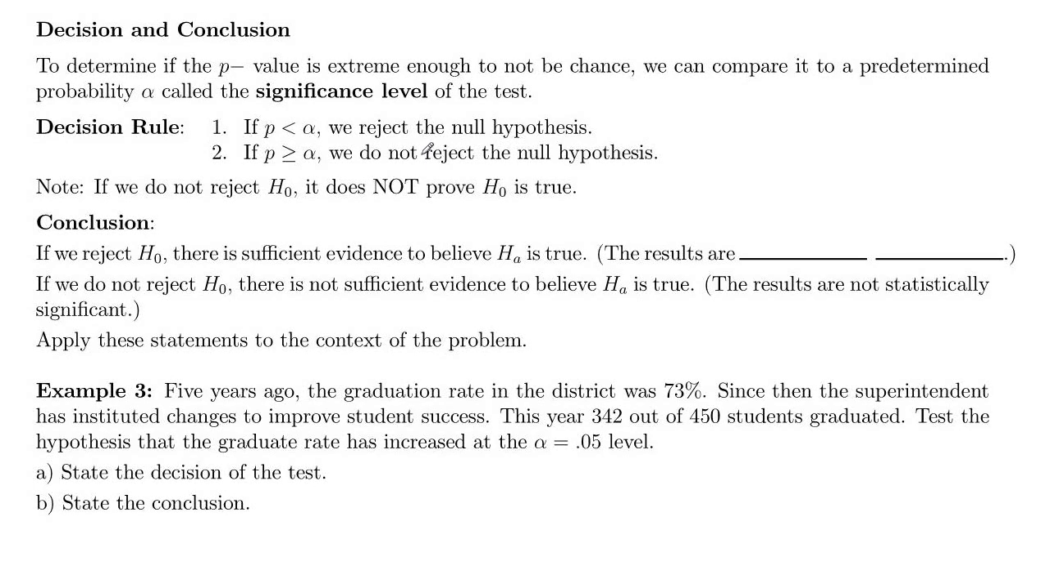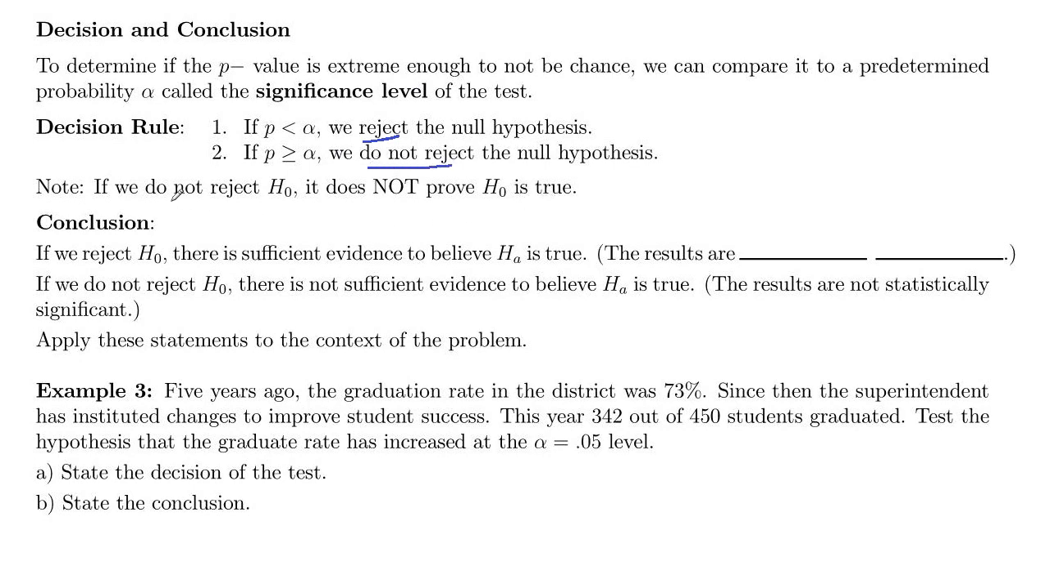So now that we have our p-values or know how to compute our p-values, we can make the decision for our hypothesis test. To determine if your p-value is extreme enough to not be due to chance, we compare it to our predetermined probability. That's the alpha, the significance level of the test. The decision rule is this: if your p is less than the alpha, then we reject the null hypothesis. And if your p is greater than or equal to alpha, then we do not reject the null hypothesis.